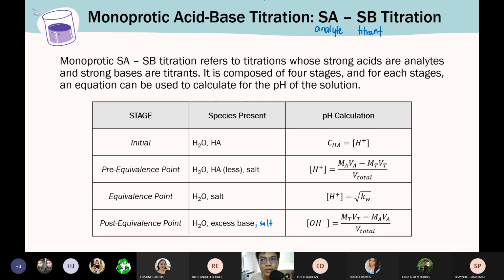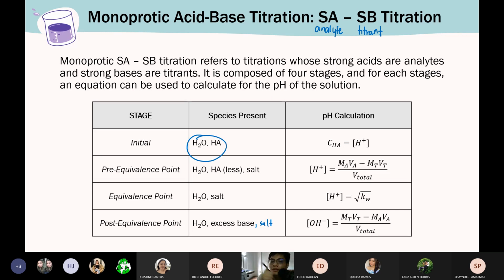to know first, sino ba yung major contributor sa pH ng solution. Okay? Kailangan alam kasi natin yun kung sino yung major contributor sa pH ng solution. So, let's talk about the initial stage muna. Okay. So, between water and the acid, which of them do you think will contribute to the pH? Which will be more significant? Is it the water or is it the acid concentration?